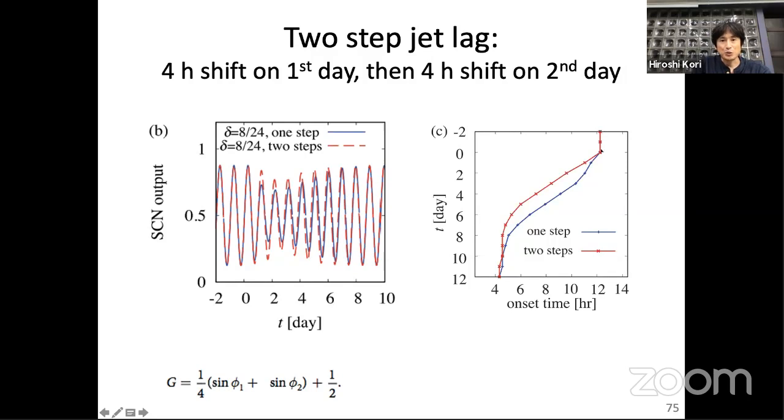So this is the case of one-step jet lag. I am looking at the onset time as a function of days. And also this is the case of two-step jet lag. And you can see the recovery is faster in the case of two-step jet lag.